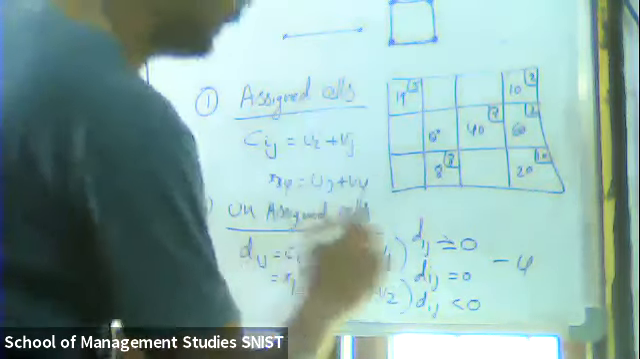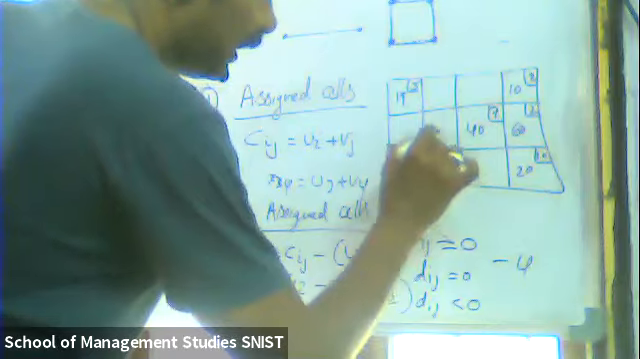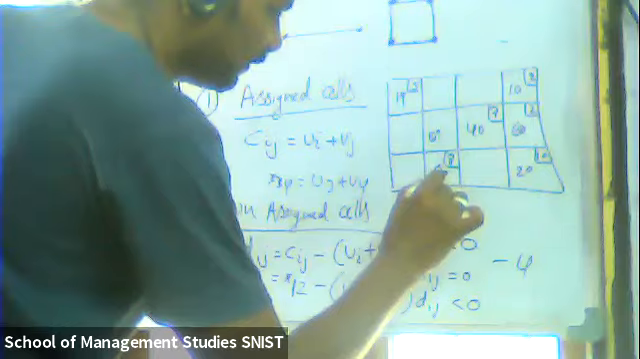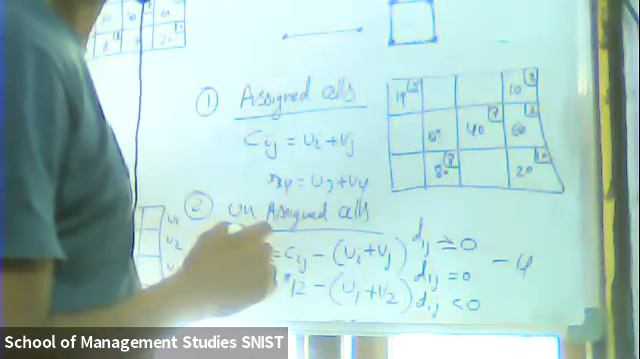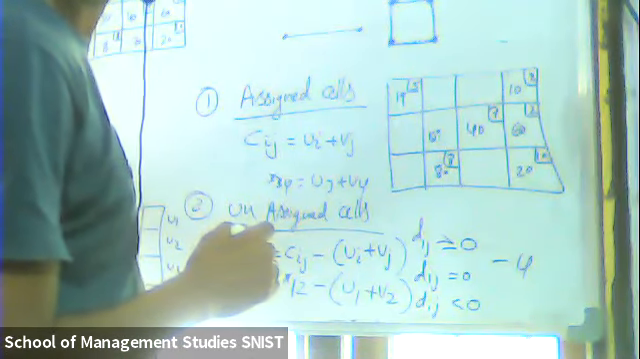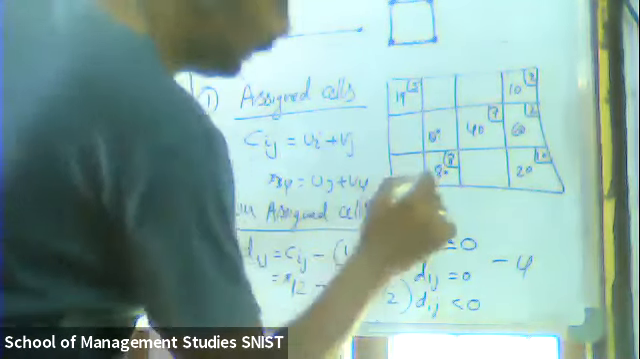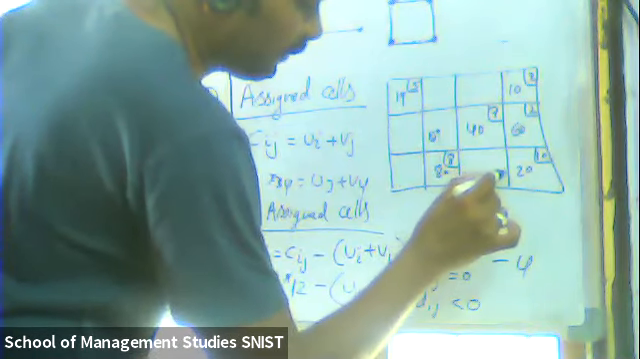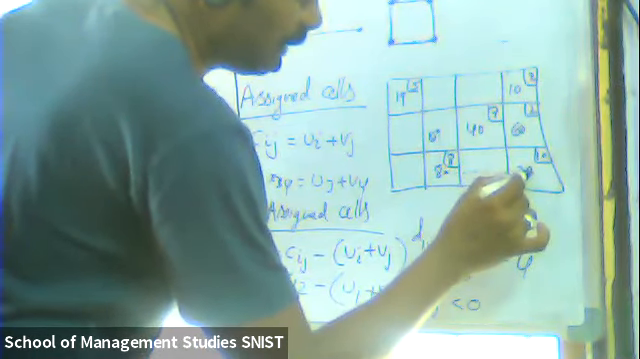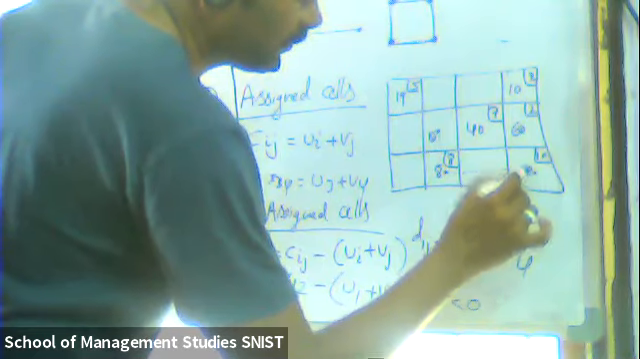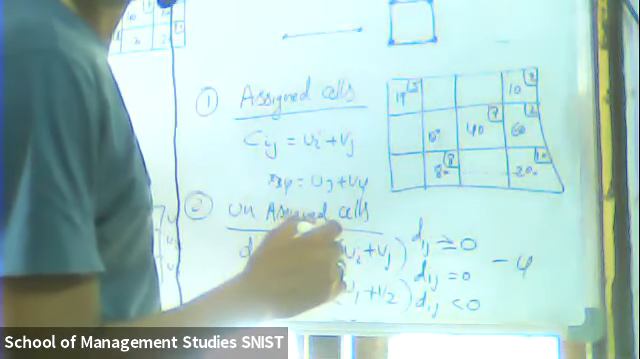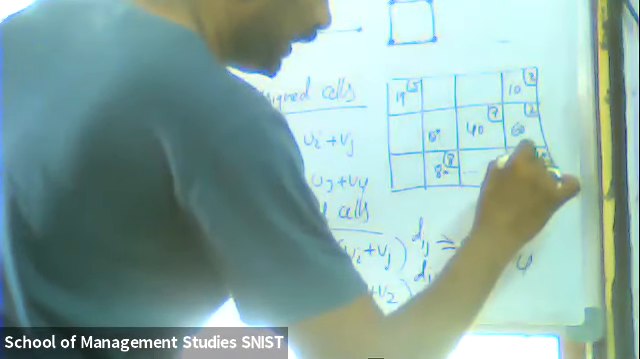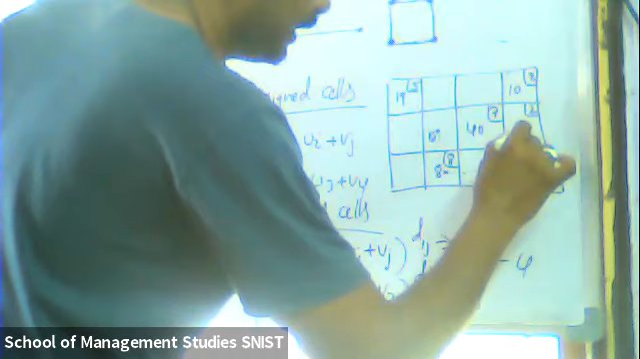Listen carefully. I'm drawing a loop from here to here because this is an assigned cell. Yes or no? Are you following? Yes, sir. Now I'm going here because I'm not stopping here, as this is not an assigned cell. This is an assigned cell, so I may stop here. Yes? Then again I may go here because this is an assigned cell. I can stop here.